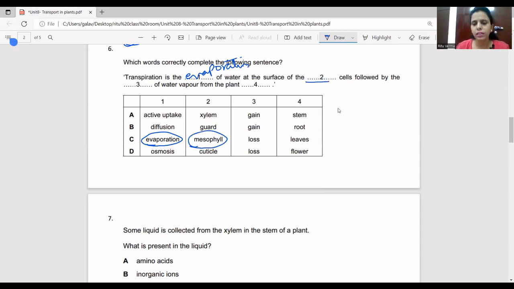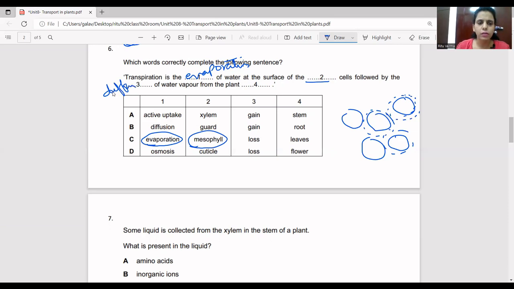I have told you that in the leaf we have these spongy mesophyll cells, and water is present around them in the form of a thin film, and then it evaporates. This spongy mesophyll provides a larger surface area for the evaporation of this water, followed by the dash of water vapor from the plant leaves. So followed by diffusion, diffusion of water vapors from the plant leaves. So the correct option is C.